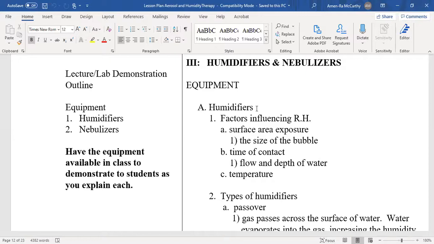So surface area exposure means pretty much the size of the bubble, okay? The size of the bubble of water matters, all right? The time of contact also matters in a humidifier. How long does that gas have contact with the water, okay? If you just have a little bit of water and it just passes through the water really quickly, then it doesn't pick up a whole lot of moisture.